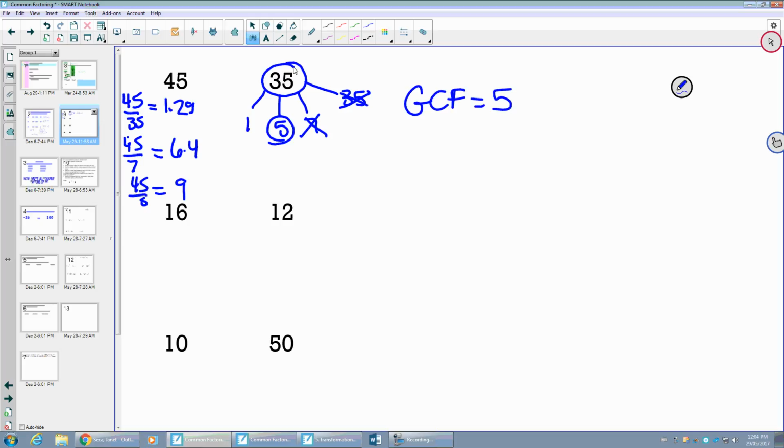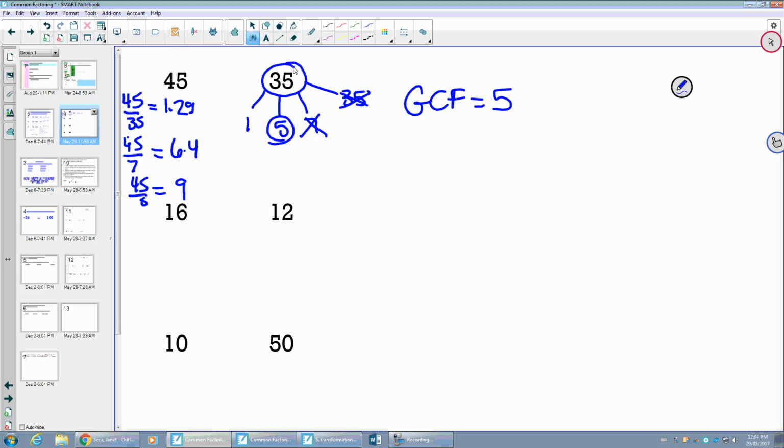Now, some of you may not even need to write down all of these steps, which is fine. I would encourage you to do that. Some of you, again, if we're not very strong with our multiplication skills, that's okay. You will need to do this, and it may take you a little bit longer.